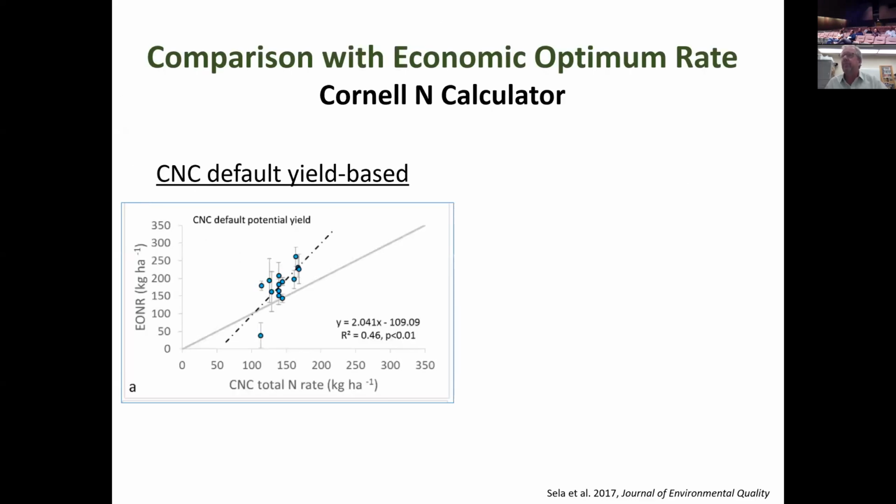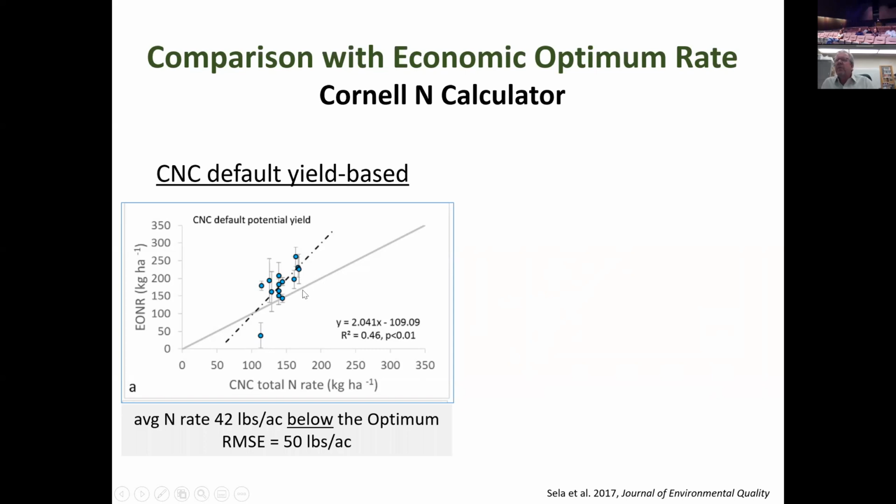You might say we also did some comparisons with the traditional Corn N calculator, which, as I discussed, is a static tool. One of the challenges with this calculator is that it either uses a default yield or you can use a realistic yield. If you use a default yield and compare it with the economic optimum N rate, which is based on the N rate trials, you see that in most cases the Cornell N calculator severely underestimated the amount of nitrogen that was needed.